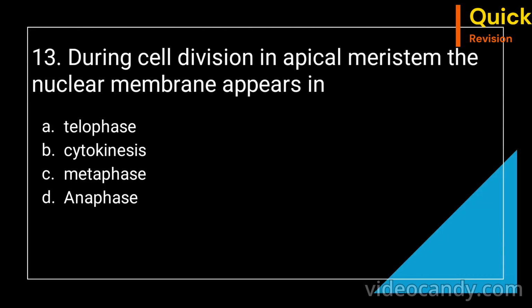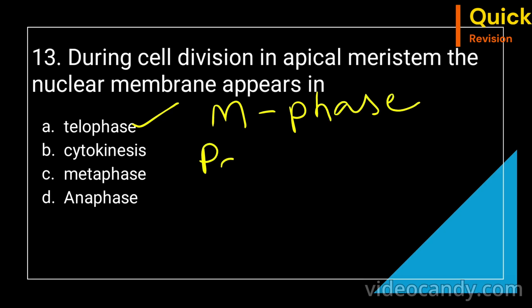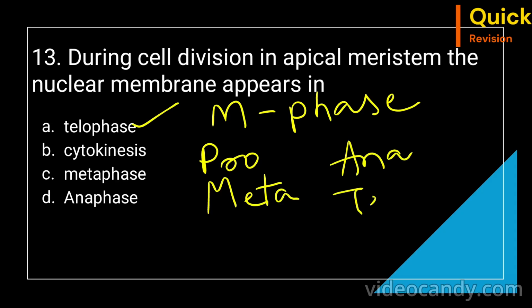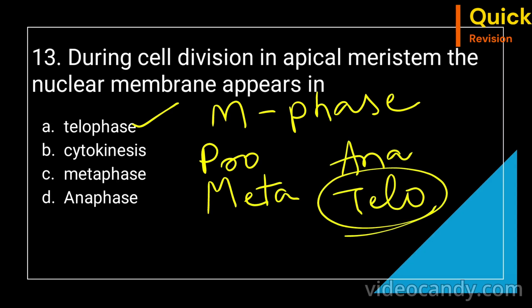13th question. During cell division in apical meristem, the nuclear membrane appears in. This is very easy. The nuclear membrane will appear in the last stage, that is your telophase, right? In M phase we have 4 stages: prophase, then metaphase, then anaphase, and then the telophase. So this is the last phase. So in the telophase you will get the nuclear membrane appearance.